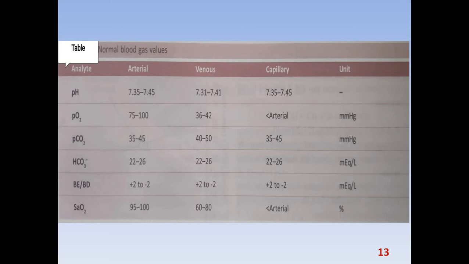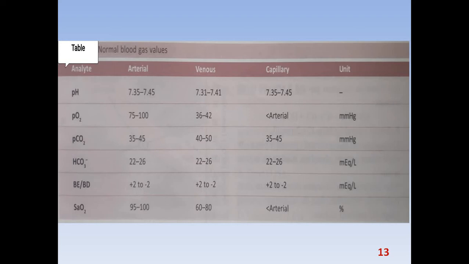Now the partial pressure of oxygen in artery is 75 to 100, and venous is 36 to 42, and capillary is less than arterial. And partial pressure of carbon dioxide in arterial blood is 35 to 45, and in venous blood is 40 to 50, and in capillary is 35 to 45.